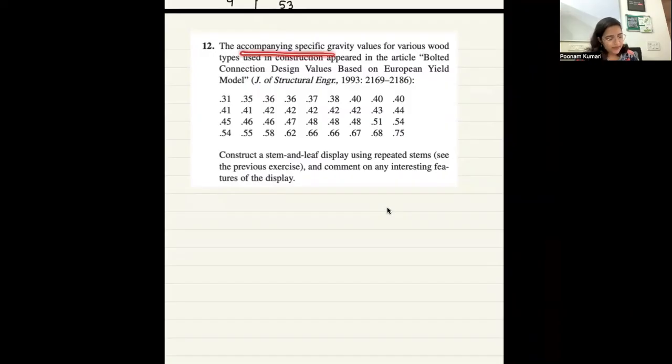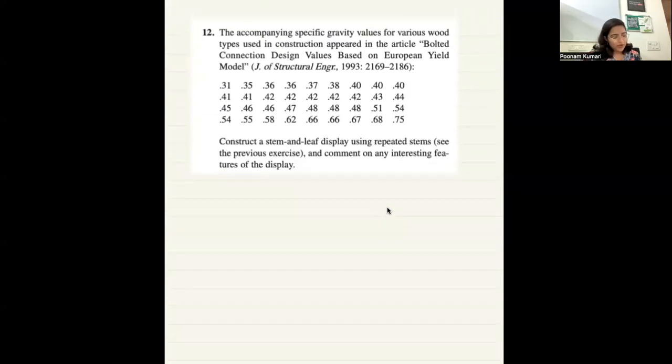That the accompanying specific gravity values for various wood types used in construction appeared in an article, and these are the numbers that we received. Then you have to construct a stem and leaf display using repeated stems and comment on any interesting features of the display. Okay. All right. So here, what do we see?